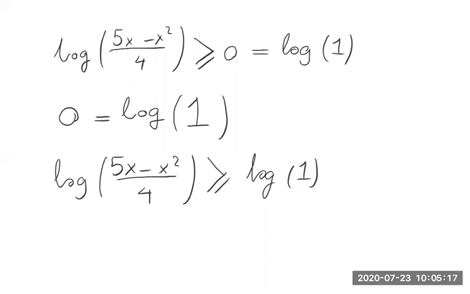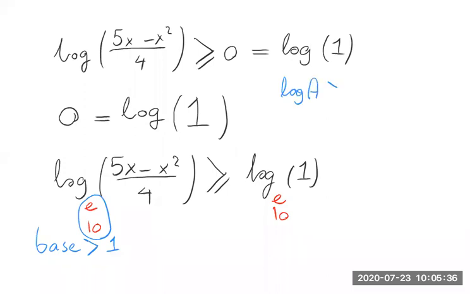Now, no matter what the base is, whether it's e or 10, when the base is greater than 1, if log of a is greater than log of b, it implies a is greater than b. So that's the case here. e is 2 point something, and also 10. Both of them are greater than 1, so it doesn't matter which one you assume.